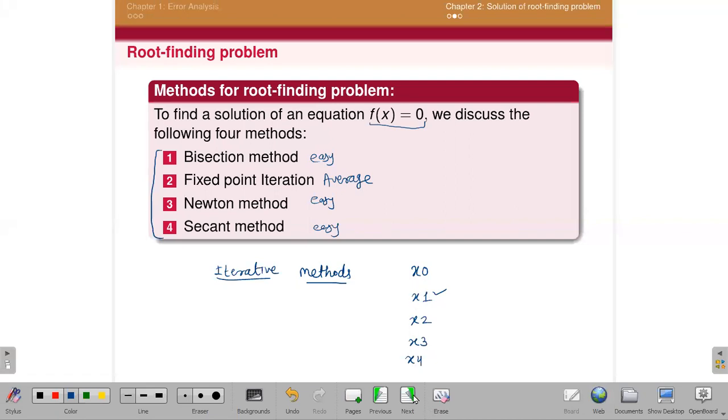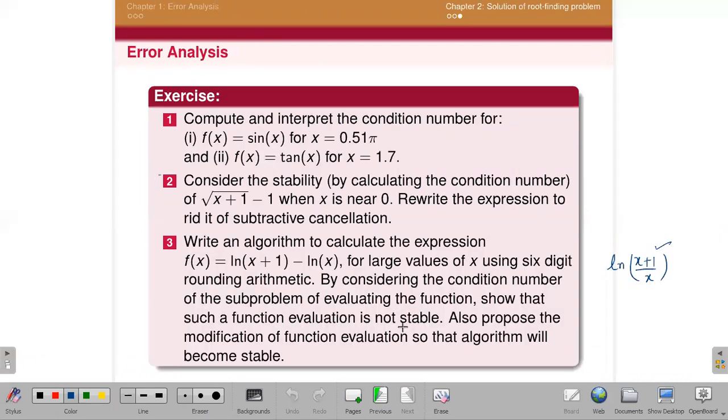And this is a sequence you are getting, and that sequence will converge to your exact root. You know the convergence of a sequence, which you have already studied in first year. The sequence of approximate roots will approach the exact root. Okay, time is over. Let us stop here. So do practice for these questions.